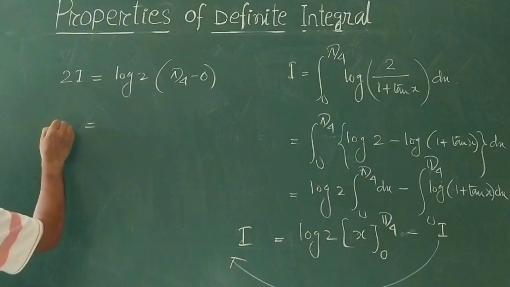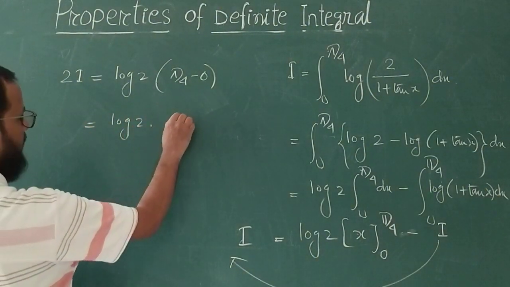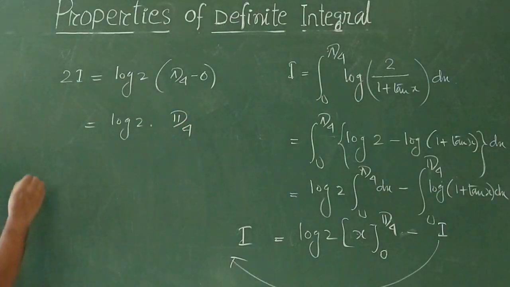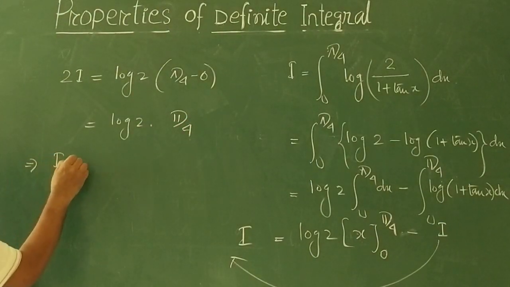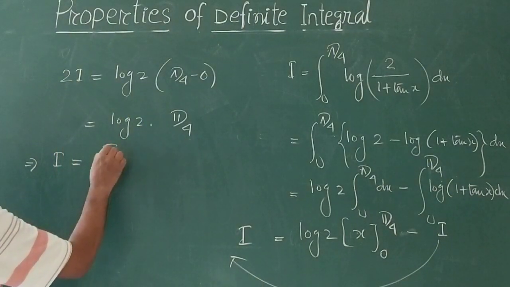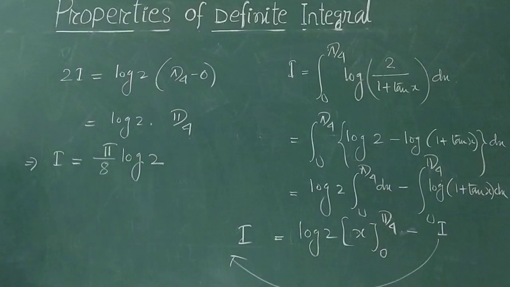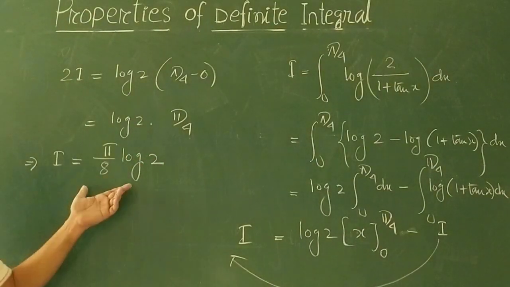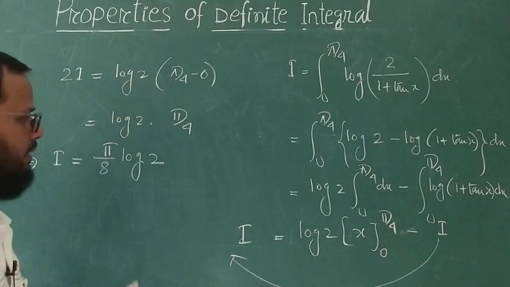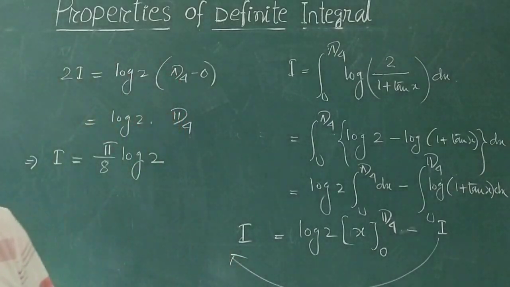So you can write log 2 into what? Pi by 4. Okay. और फाइनली you can write I equal to, ये 2 जाके इधर क्या होगा? पाई बाई 8 बन जाएगी. Pi by 8 log 2. Understood? This way you can solve the integral, and using this property the complicated integral can be made very simple.